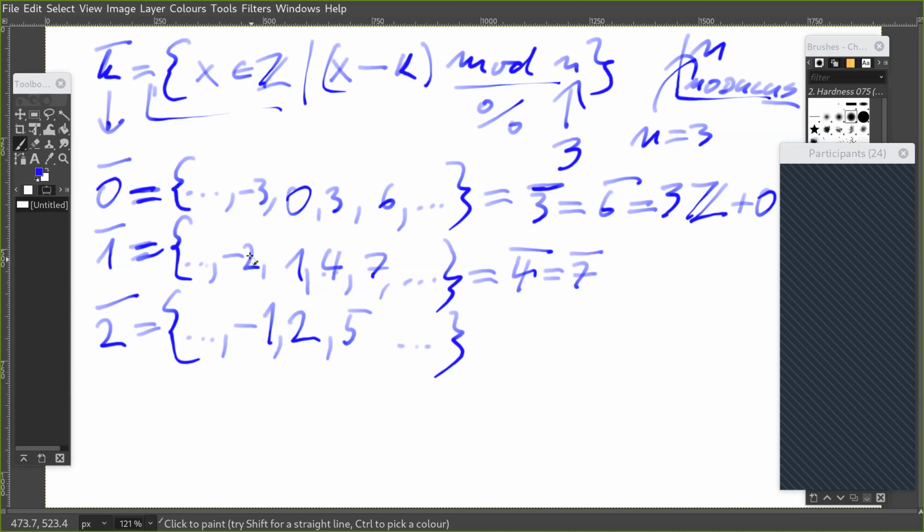The difference between this one and this one is that this is the first one. This first one is the number 1, and this is a set. This is a set of integers. Is this clear? Yes, I see.